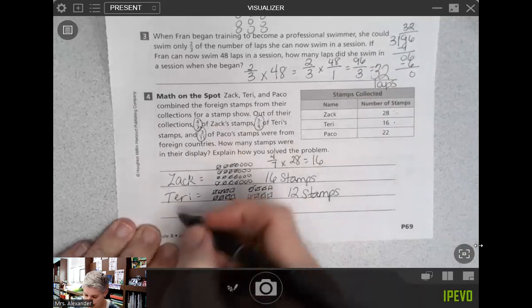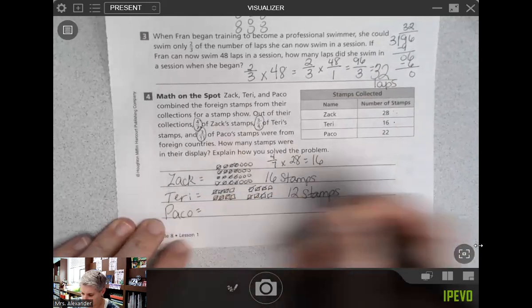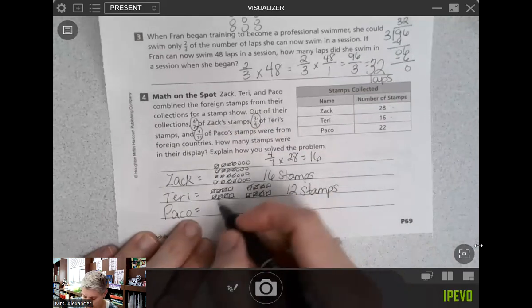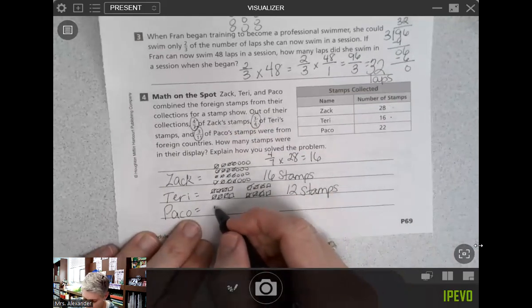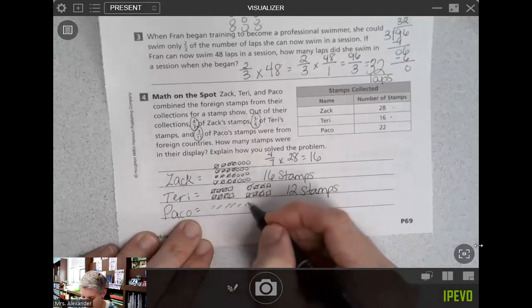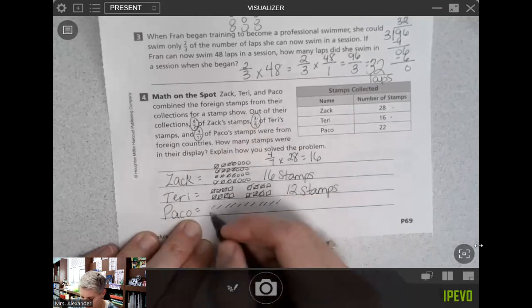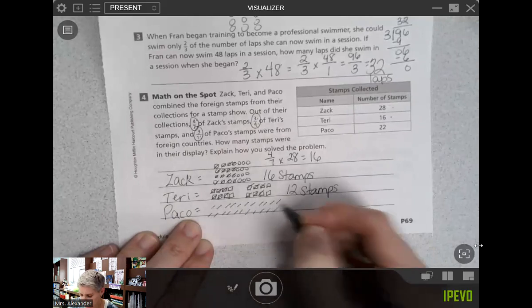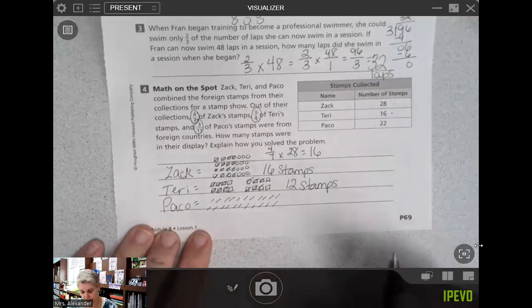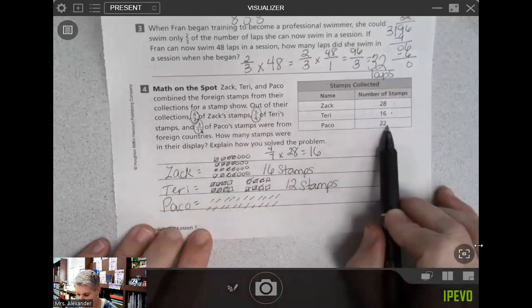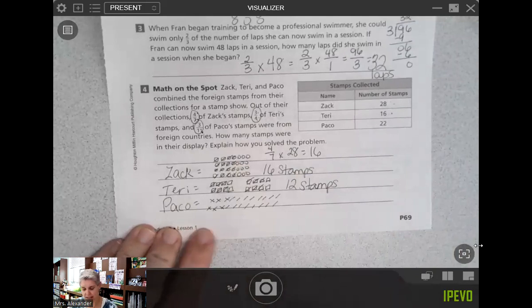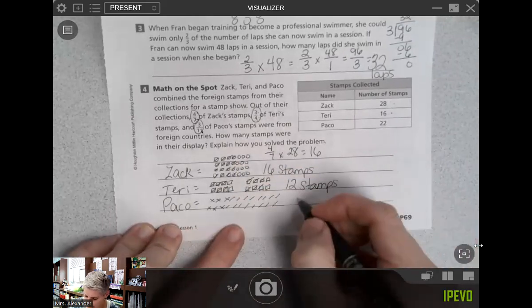And then 3/11 from Paco's group. Paco has 22 stamps. I'm going to put them into groups of 11. Let's see, I'm going to use just slashes. 1, 2, 3, 4, 5, 6, 7, 8, 9, 10, 11. So there are Paco's stamps, 2 groups of 11 to make 22. 3 out of every 11. I'm going to cross them to make X's. How many of Paco's stamps?